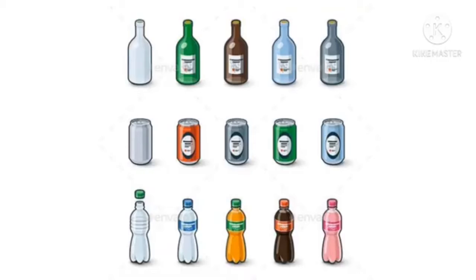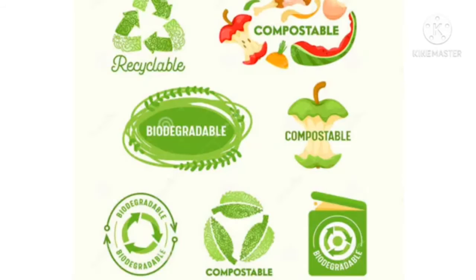Non-biodegradable objects include aluminum, glass, plastic bottles, and metal scrap. So, kids, we should always know which kind of material or waste is biodegradable and what kind of waste is non-biodegradable, so that we always prefer to use biodegradable material and save our earth from pollution and dirty filth sites.